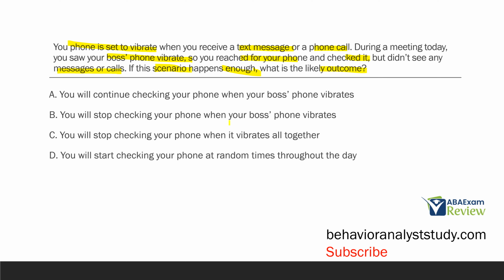C, you will stop checking your phone when it vibrates altogether. Well, no, because when your phone vibrates, you'll still get your reinforcement from your text messages or phone calls. You're just not going to get that same reinforcement from your boss's phone vibrating. And then D, you will start checking your phone at random times throughout the day. There's not really an indication that we're going to start randomly checking our phone because we're specifically referring to the situation where the boss's phone vibrates. So the most likely scenario, if the boss's phone vibrates, you check your phone, and don't see messages or calls, is that you're going to stop checking your phone when your boss's phone vibrates.